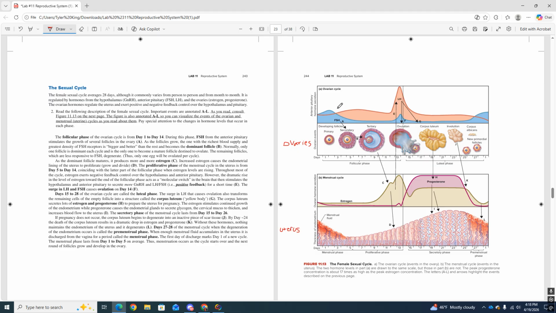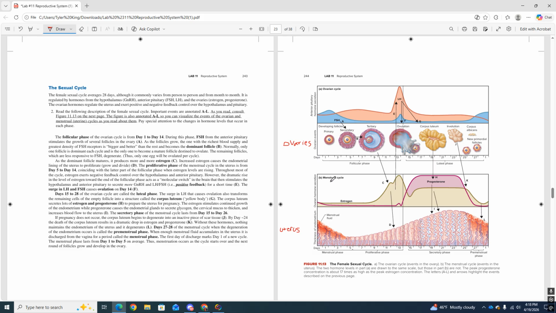All right. So, first of all, anterior pituitary hormone secretion, ovarian cycle, okay? Relating to LH and FSH, so luteinizing hormone and follicle stimulating hormone. Ovaries, what's happening over here? It's showing the development of the follicle, eventual rupture, and the formation of the corpus luteum.